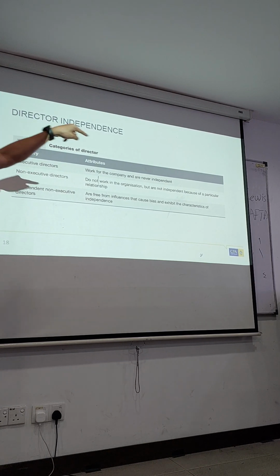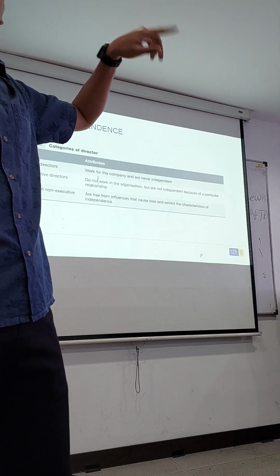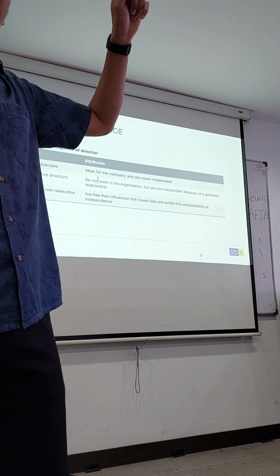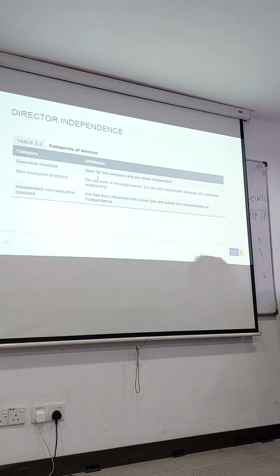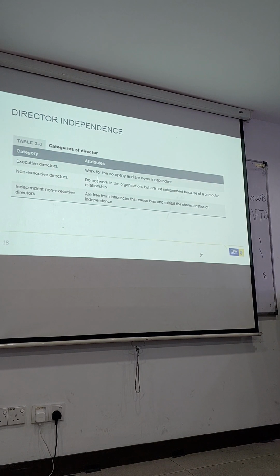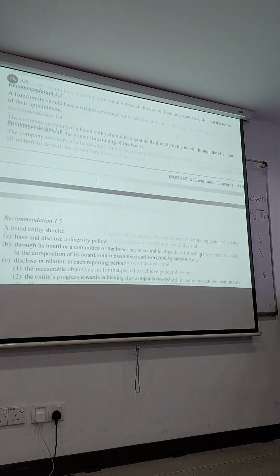Based on box 2.3 just now. You can refer to box 2.3 in ASX. For UK FRC, there is another part that you can also refer to for the independence of the director: 1 to 8. Can everyone go to page 1 to 8?